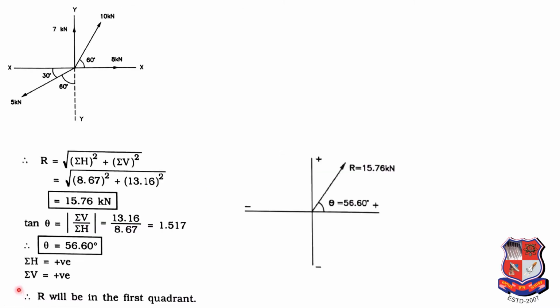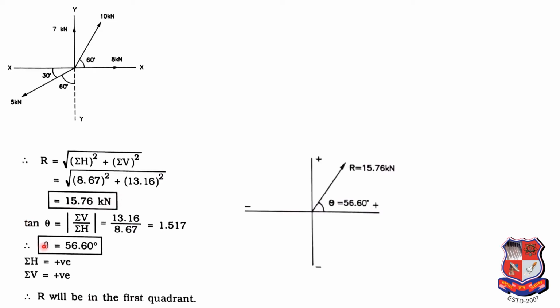Now we have to go for resultant. We know the equation under root sigma h square plus sigma v square. We have the value of sigma h 8.67. We have value of sigma v 13.16. So under root 8.67 square plus 13.16 square. So resultant R will be 15.76 kilonewton.